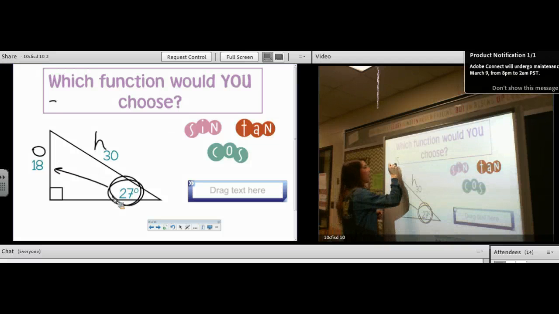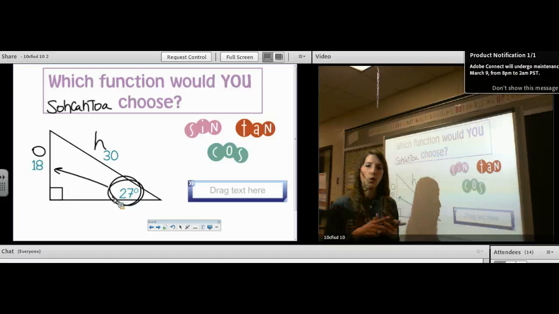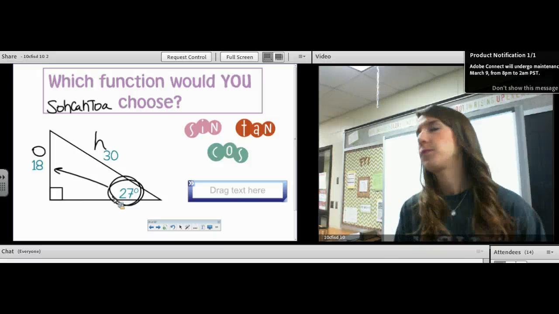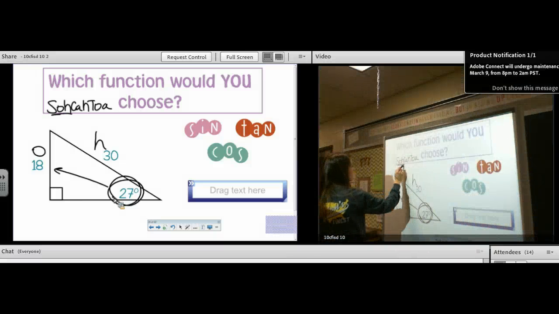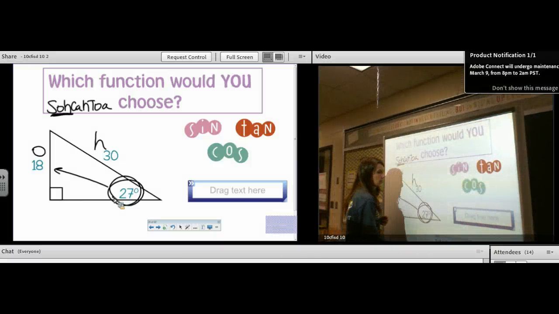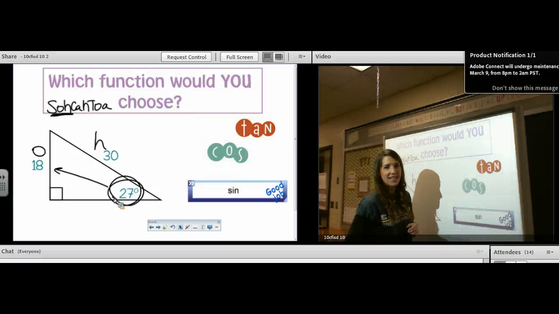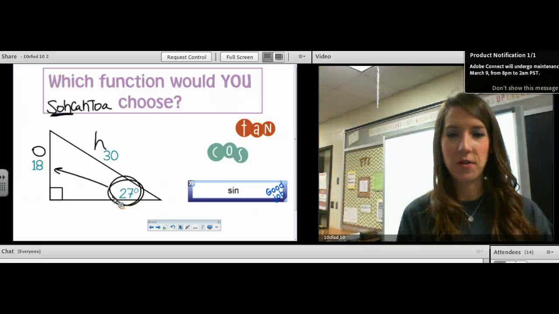And then you look at your acronym, Sohcahtoa, and you see, hey, which one has an O and an H? Which one has an O and an H? So the winner is sine. Good job. See, I said good job because I drug sine to the checker tool.